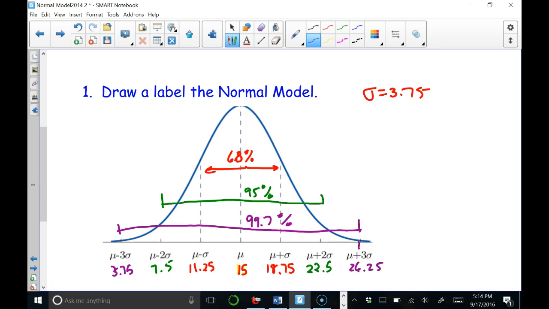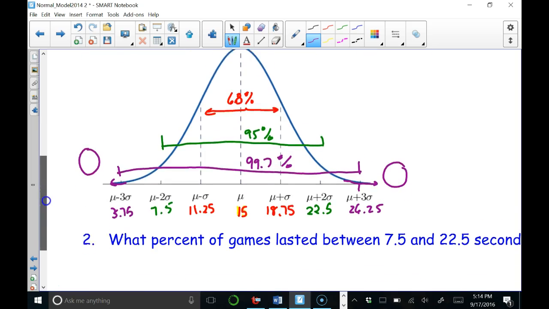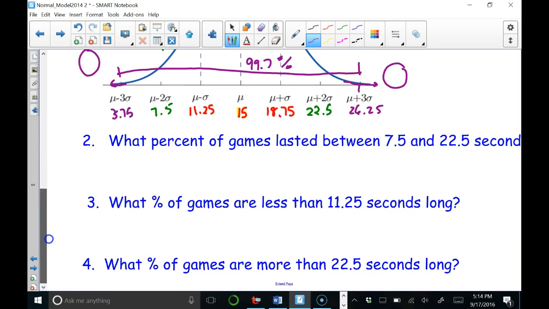Now, I want to note something for you. There are some people that are not going to fall within these ranges because unusual things happen. So you want to remember that the normal curve really extends on forever, approaching these axes, which would then become asymptotes. Now, I'm going to ask you some questions using these pictures. I'm going to ask you to answer the following 3 questions, and I'm then going to ask you to turn off the video and check your answers.